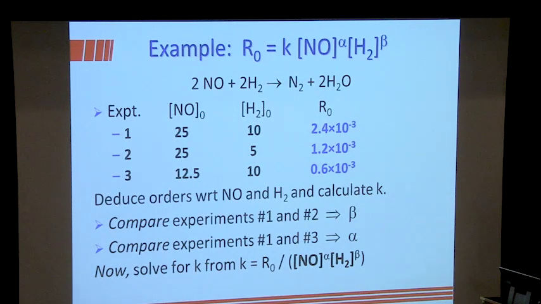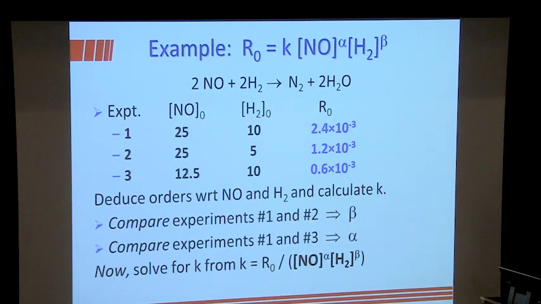Okay, and what about on H2? First order. You double the concentration, the rate doubles. Okay, so the order with respect to H2 is 1. Okay, so we have the rate is equal to the rate constant times NO to the power of 2, H2 to the power of 1.